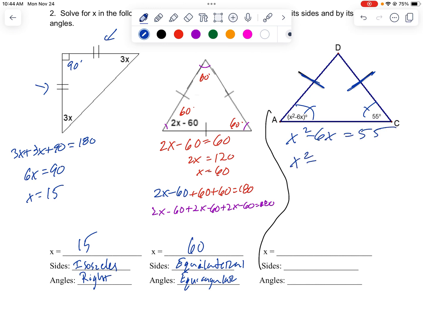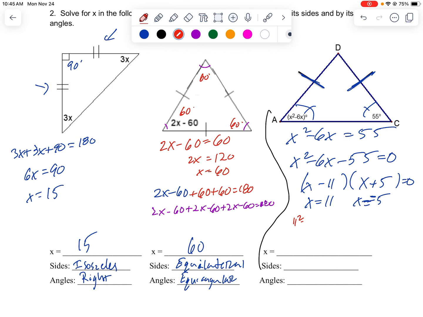I bring that 55 to the other side and set it equal to 0, so I could factor. I'm looking for two numbers that multiply to 55 and add to -6. So I get (x minus 11)(x plus 5), so x equals 11, x equals -5. If I plug my 11 back in, 11 squared minus 6 times 11, so 121 minus 66 gives me 55, so that checks out.